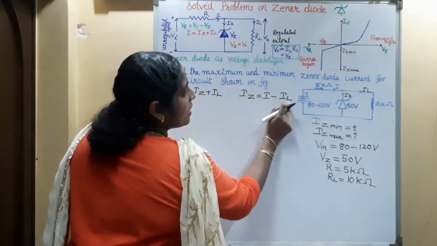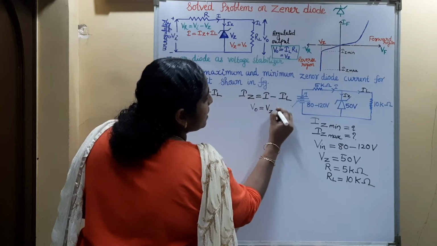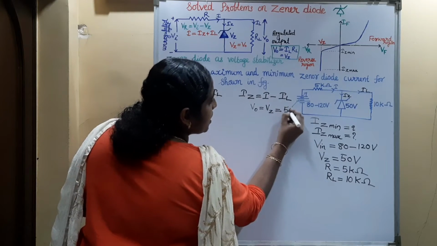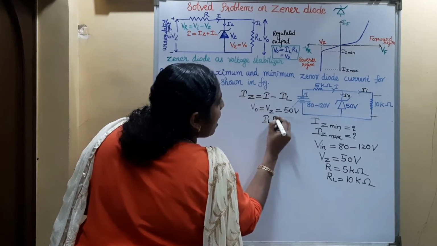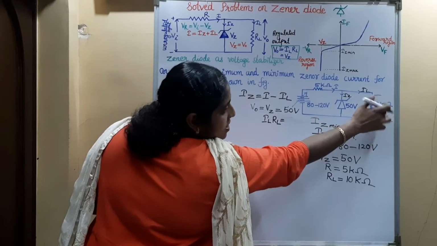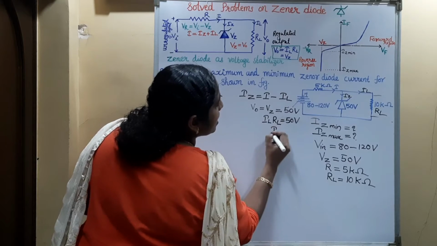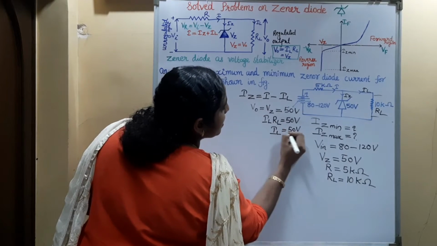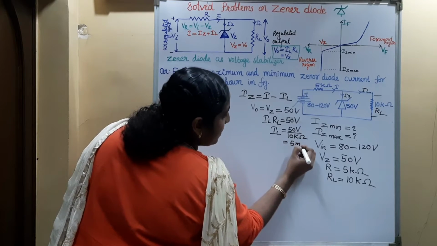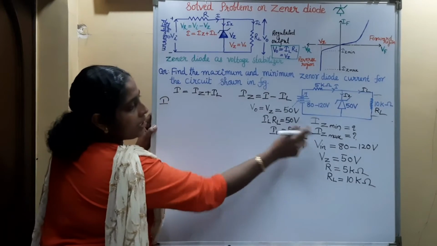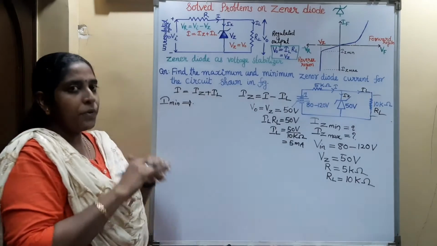So load current IL we can find out from the output voltage, because output voltage VO is equal to VZ, which is equal to 50 volt, and this VO, that is output voltage, is equal to ILRL, because we are getting the output voltage across the load resistance RL. So ILRL is equal to 50 volt, or IL is equal to 50 volt divided by RL. RL is equal to 10 kilo ohm, so that is equal to 5 milliampere. Now to find out the minimum and maximum Zener current, we have to use the input voltage accordingly.